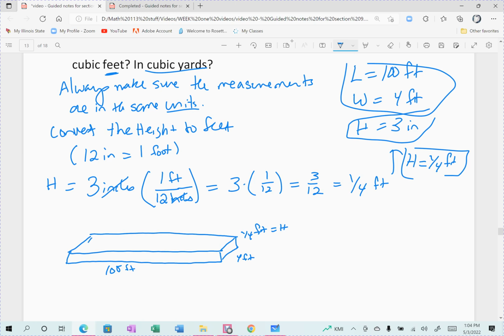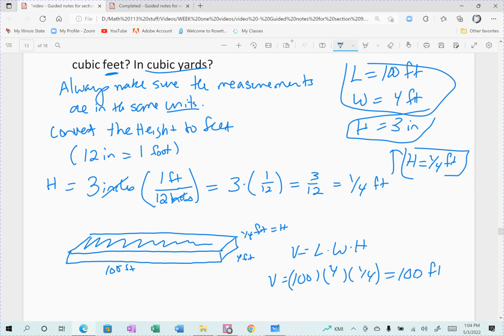So this would be the sidewalk, right? This is what we'd fill up with cement. And so we want to find the volume of that. Well, the volume is length times width times height. So volume would be 100 times 4 times 1/4. Which is nice about this because the 4s actually will end up canceling each other out. If you multiply it out, it should come out to exactly 100.